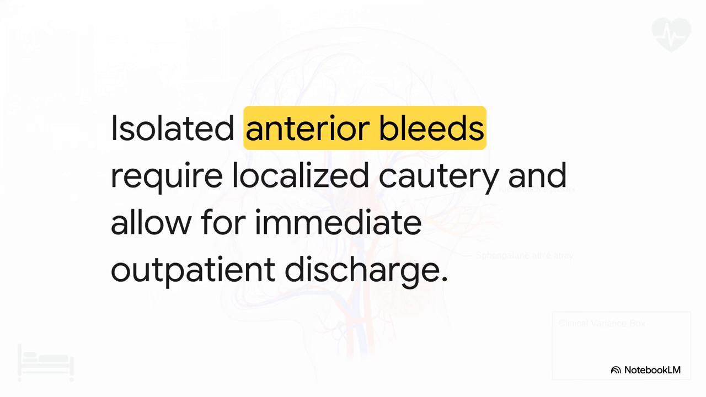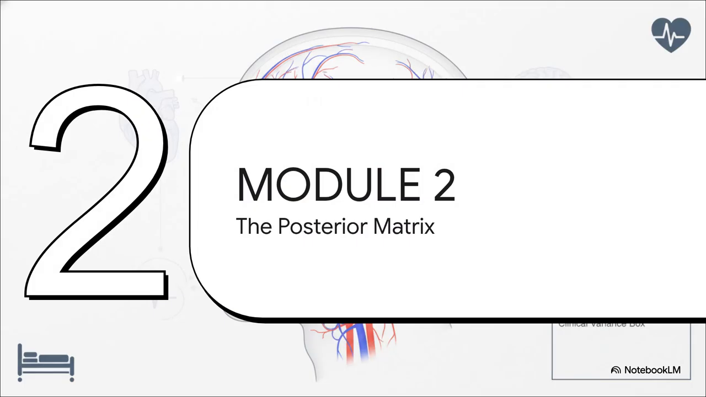So, to close out this anterior matrix, let's establish our baseline disposition. An isolated anterior bleed, say a child with a bleeding nostril, or our pregnant patient with that granuloma, typically just requires localized management, like that silver nitrate cautery we talked about. Once they're stabilized, it is perfectly safe for immediate outpatient discharge. Lock that baseline in because we are about to drastically escalate the acuity. Module 2, the posterior matrix.